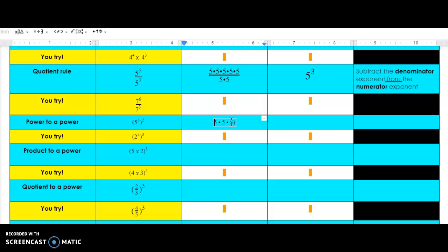So that's 5 to the third. And remember, anything squared means times itself. So this quantity squared means this quantity times this quantity again. So 5 to the third squared, okay, and that would give me 5 to the sixth. Okay, what do we do with 3 and 2 to get 6?